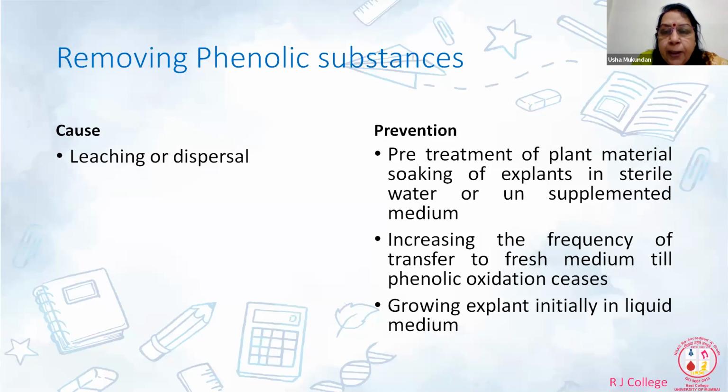Are you understanding what I'm trying to say? That means you're literally washing the explant in a sterile medium or an unsupplemented medium to remove as much of the phenolics as possible. When your explant material has a reduced amount of phenolics, substrate availability becomes a limiting factor. And when substrate is not available, obviously the enzyme will not be functioning at its optimal level. Are you with me? Yes, ma'am.